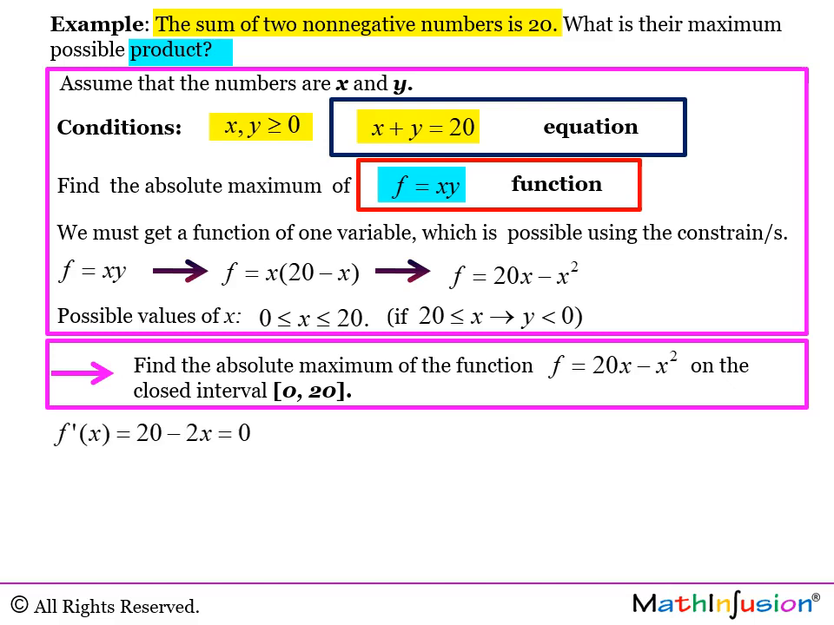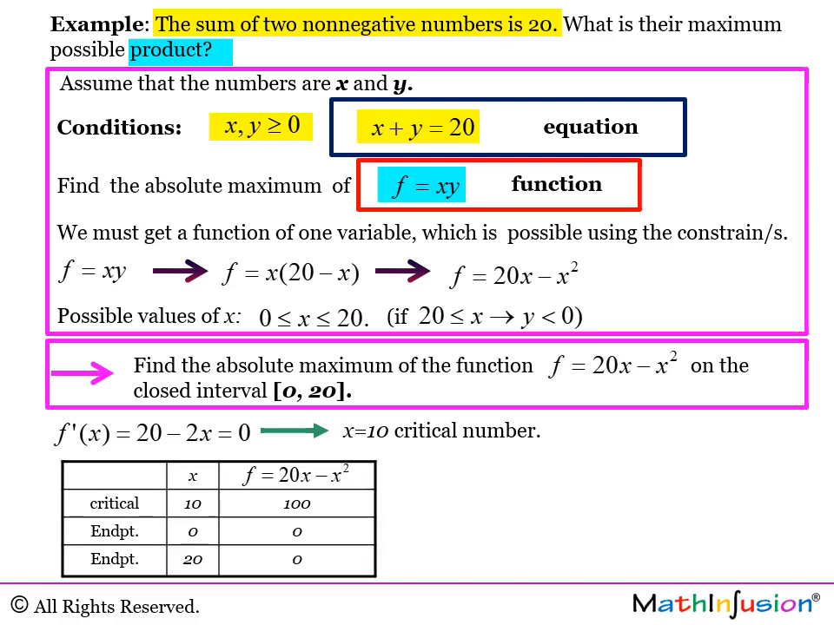First we have to find critical numbers. So we differentiate and solve for 0. x equals 10 is a critical number. And we are going to make the chart to compare the value of the function at the critical number and at the two endpoints. And we notice that at the critical number, the value of the function is 100 and otherwise it is 0. So clearly, the maximal possible product is 100.